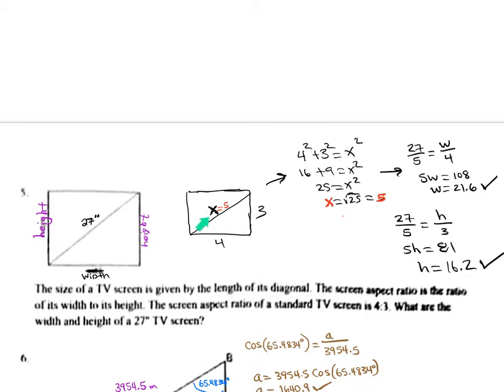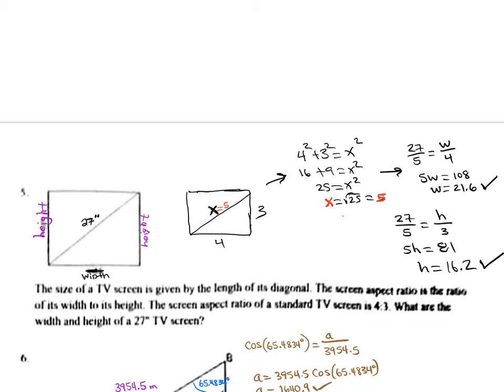So to find the hypotenuse, we'll call it x, and then we can use the Pythagorean Theorem, which says 4 squared plus 3 squared equals x squared. 4 squared is 16, and 3 squared is 9. 16 plus 9 is 25. x squared is 25, and x would be the square root of 25, which is 5. So that's how we got 5 to be the hypotenuse of this 4 by 3 rectangle.